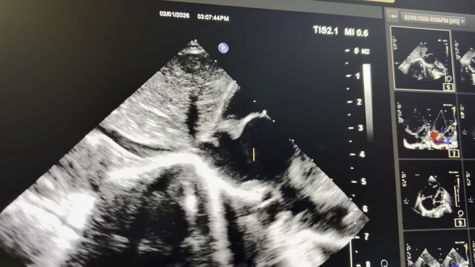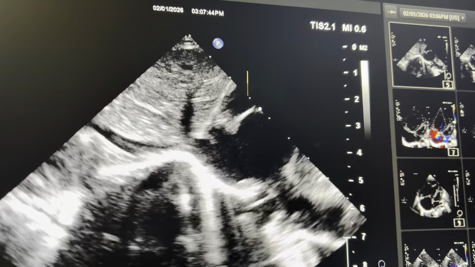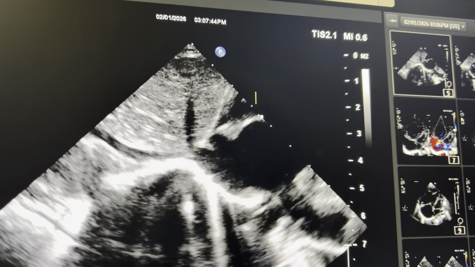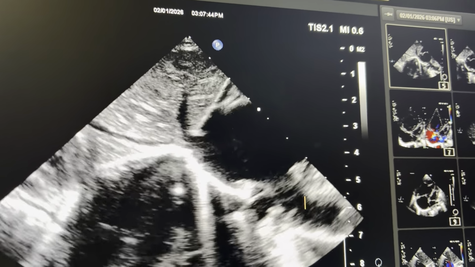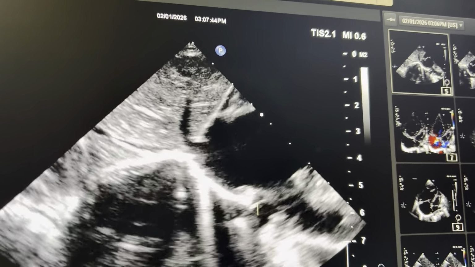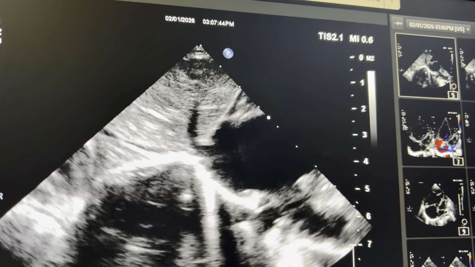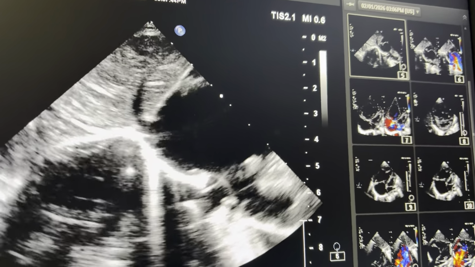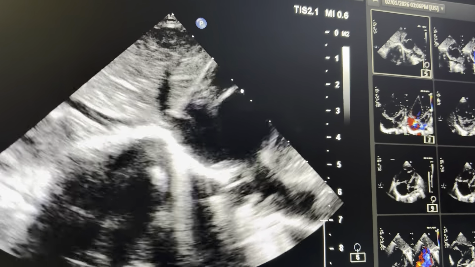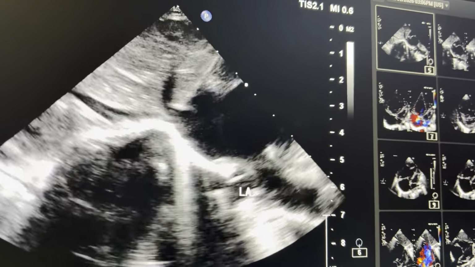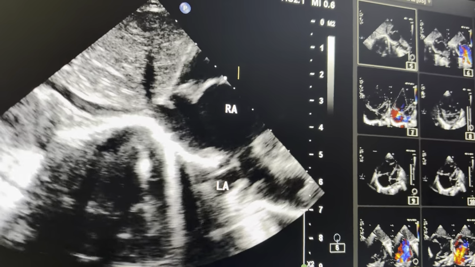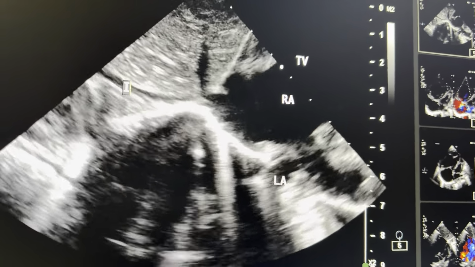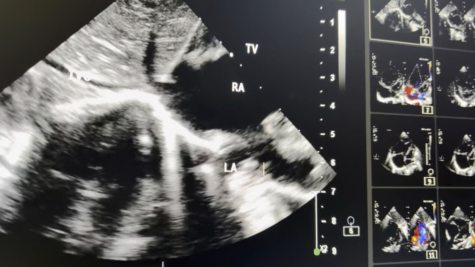The most prominent chamber is the right atrium. This upper part is the right ventricle. You see the right ventricle is the most anterior and the SVC is the most superior. Here this portion is the left atrium, a very small left atrium. LA for left atrium, RA for right atrium. This is the tricuspid valve. This is IVC. This is the bicaval view, and this is SVC.